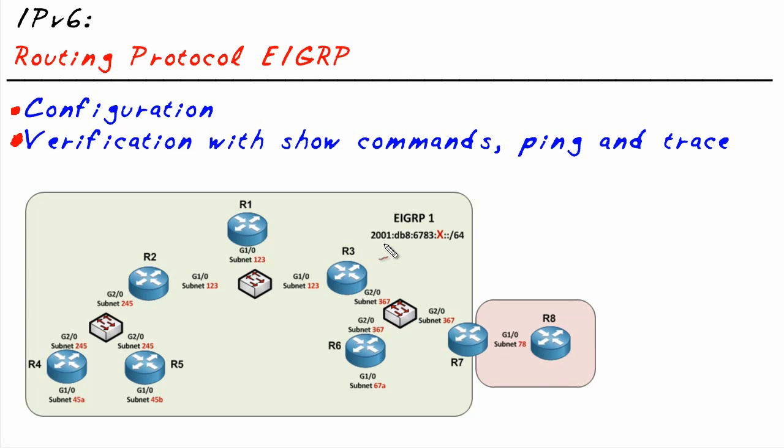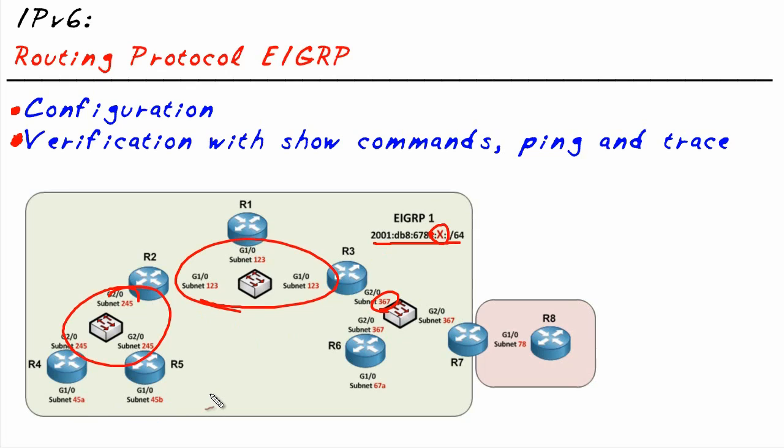So here's our topology. I'm going to be using this major network as we discuss, and it's 2001:DB8:6783:X. Now, X is not a hexadecimal character. It's too big. X goes all the way through F and it stops. That X represents these subnets. So when it says 367 here, that is the 367 subnet in the IPv6 space. So here's the 245 subnet, the 123 subnet, and a few others along the path.